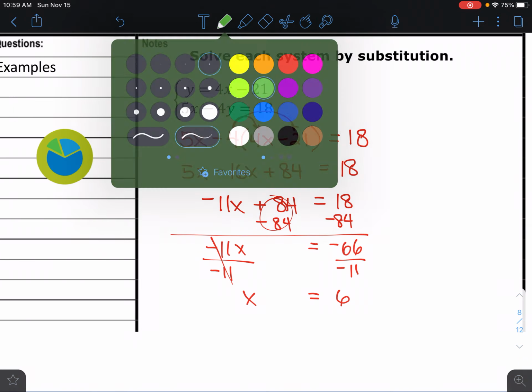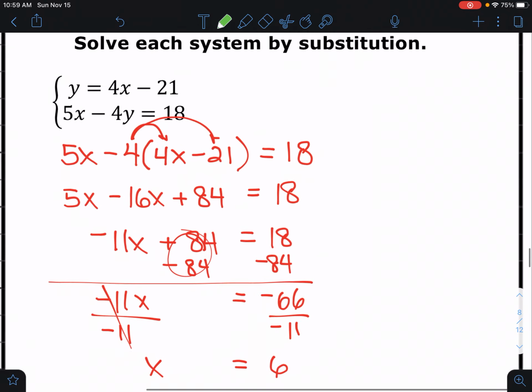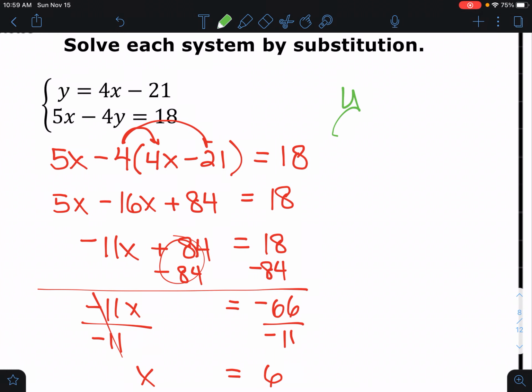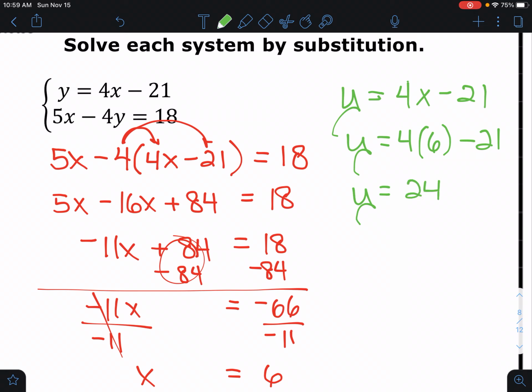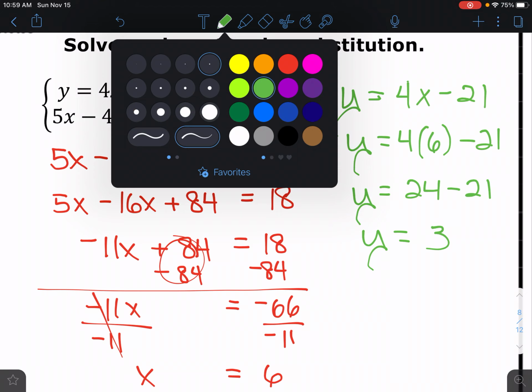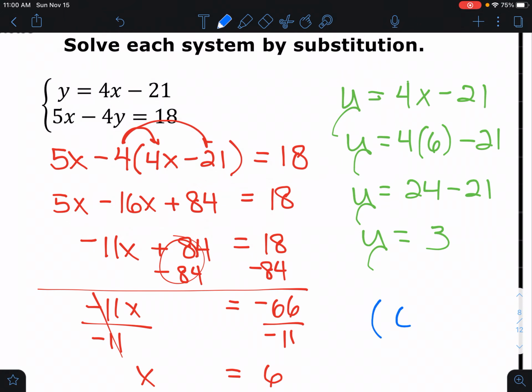Okay, let's do it. We've got y equals 4x minus 21. So now I know that x is 6, so I'm going to plug that in. 4 times 6 minus 21. And we just simplify. And we get 3. When you finish, you should always write your answer as an ordered pair. So my answer is x is 6, y is 3.